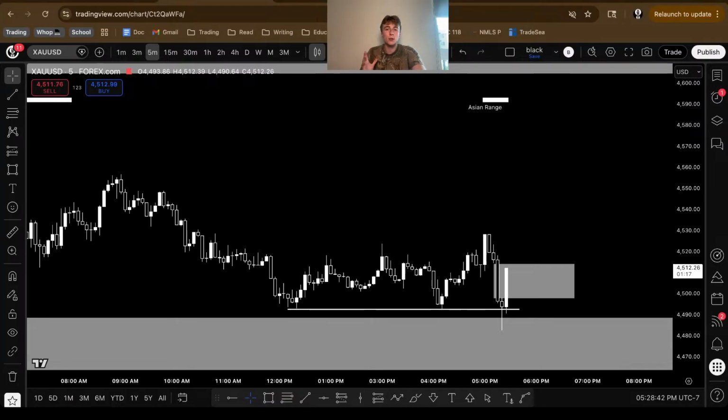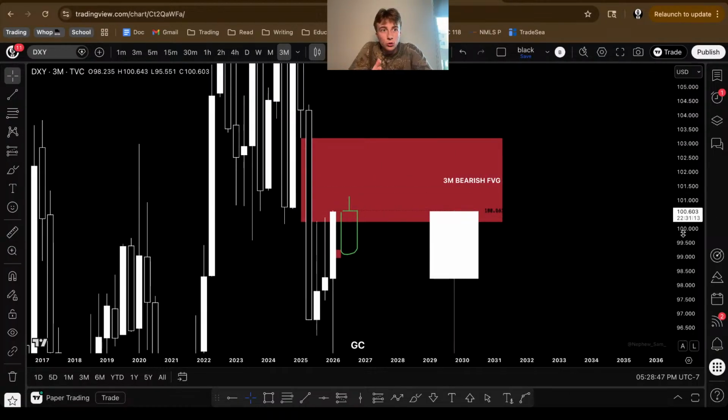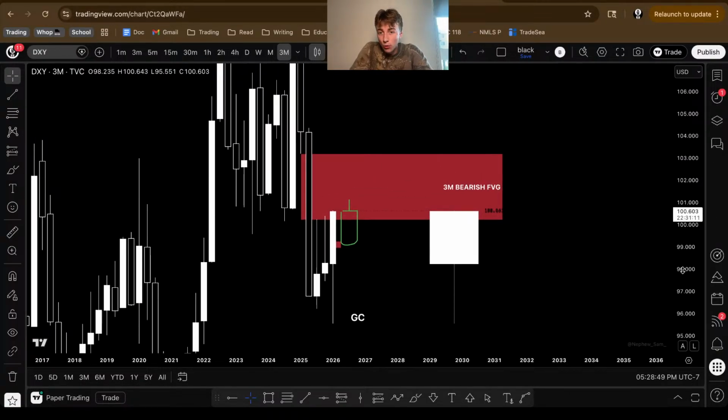I kind of gave you guys my narrative that I'm looking for the end of this month. So tomorrow we're going to get April and we're going to get a new 3-month candle. Once this new 3-month candle opens, we're waiting for it to create a wick. Once the wick is created on the 3-month candle, that's when gold is probably going to start ripping up.